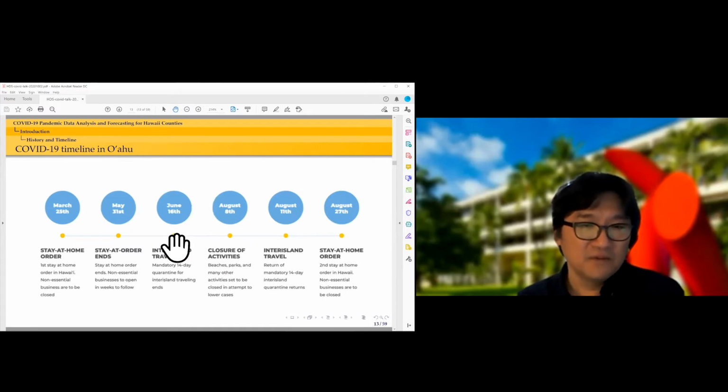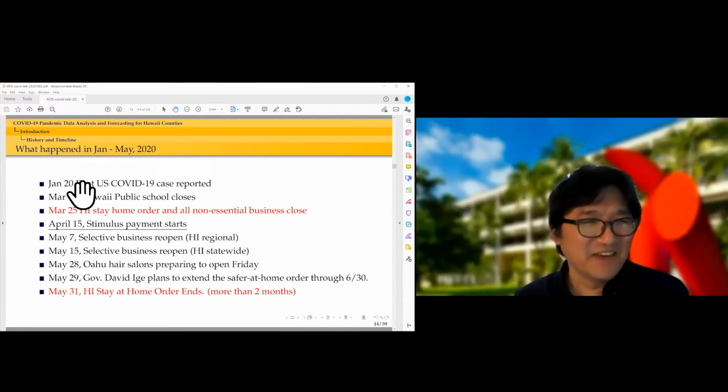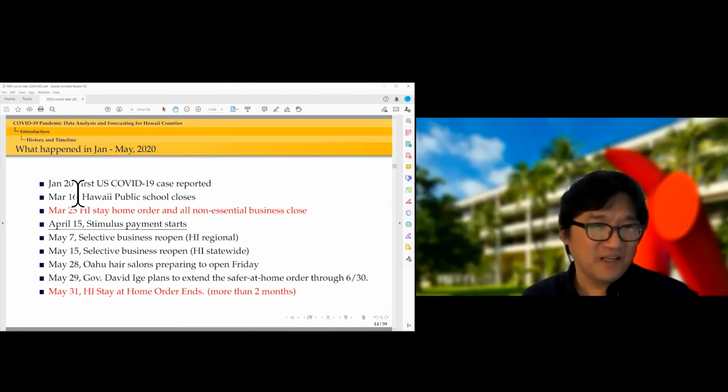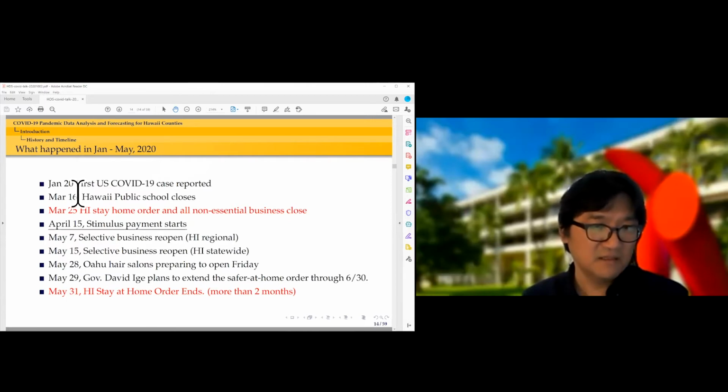Timeline know-how. This is what my students made, and I'm very proud of showing this. But since I have to show some detailed information, let me just use a table. Yeah, old people like tables better than graphs anyhow. Okay, so January 20th, the first US COVID-19 case was reported. That is about 1 month later, probably 3 weeks later, after the Chinese government released this information about the Wuhan virus.